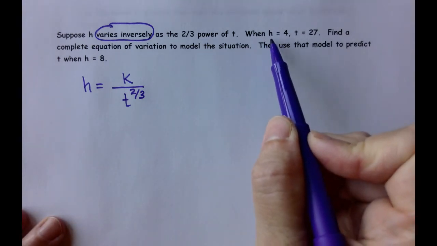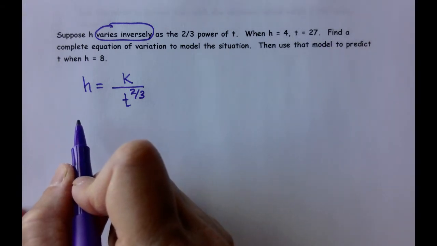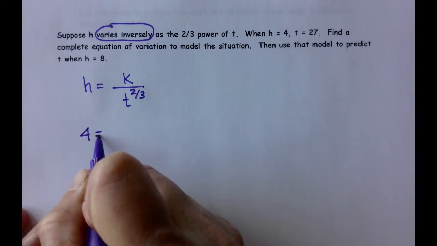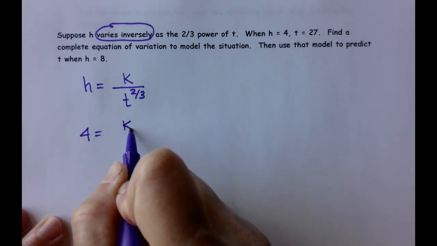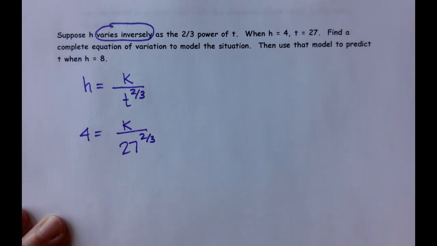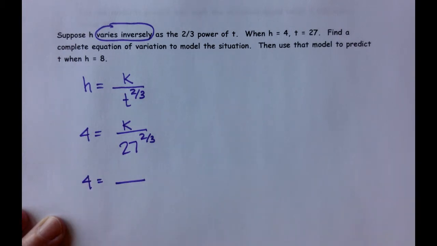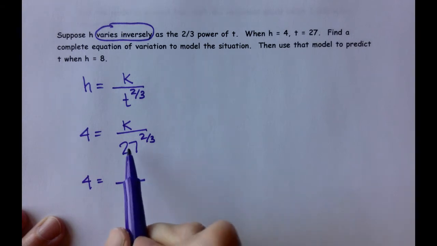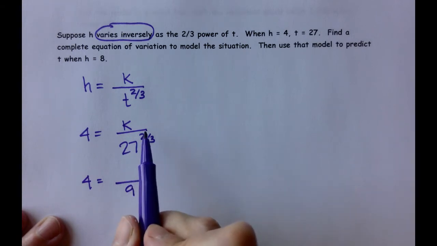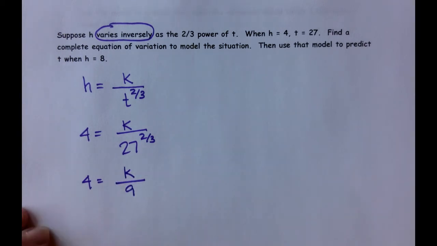Then you're given a fact pair. When h equals 4, t is 27. You can substitute those quantities in. H is 4. 4 equals k over 27 raised to the 2/3. 27 to the 2/3 is 9. It's the cubed root of 27, which is 3, and then 3 gets squared for 9. So our new equation: 4 equals k divided by 9.